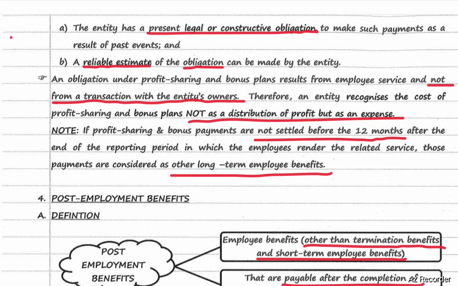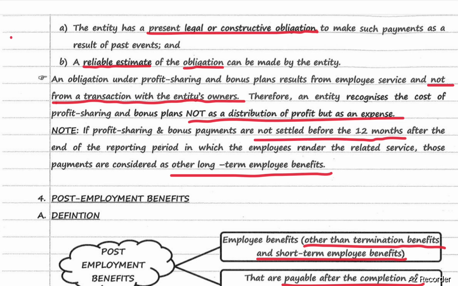An obligation under profit sharing and bonus plans results from employee service and not from a transaction with the entity's owners. Therefore, an entity recognizes the cost of profit sharing and bonus plans not as a distribution of profit but as an expense. If profit sharing and bonus plans are not settled before 12 months after the end of the reporting period in which the employees render the related service, those payments are considered as other long-term employee benefits.